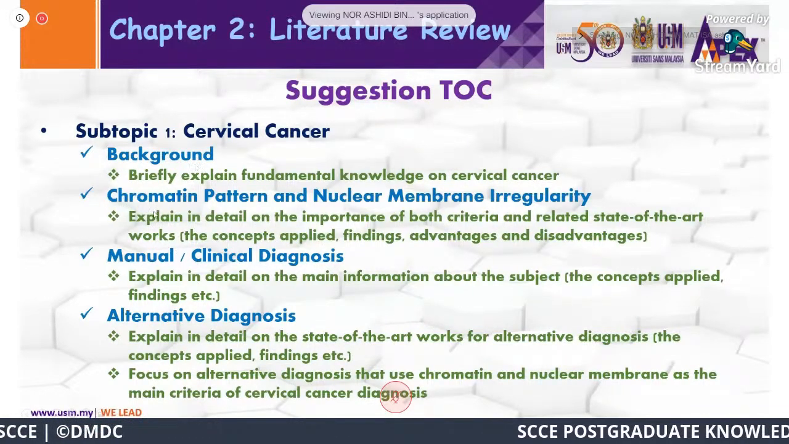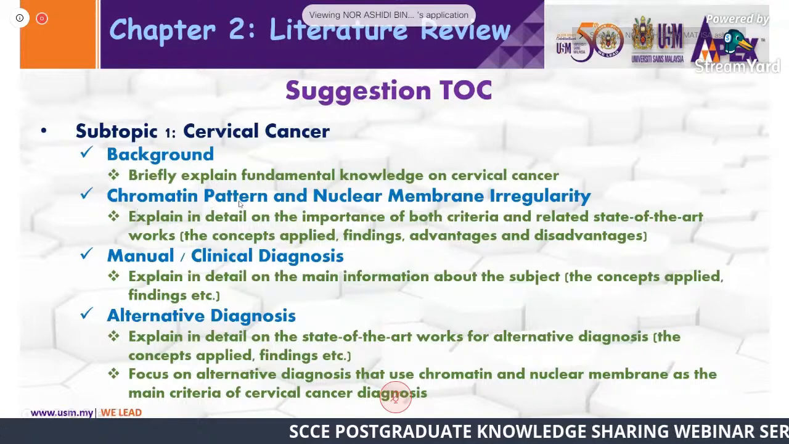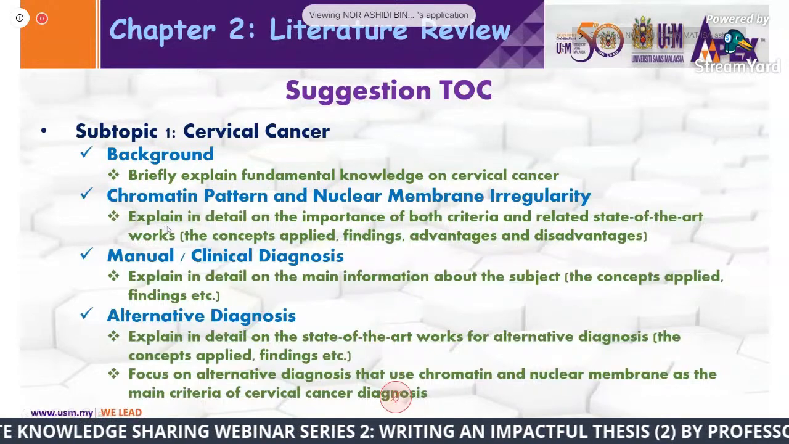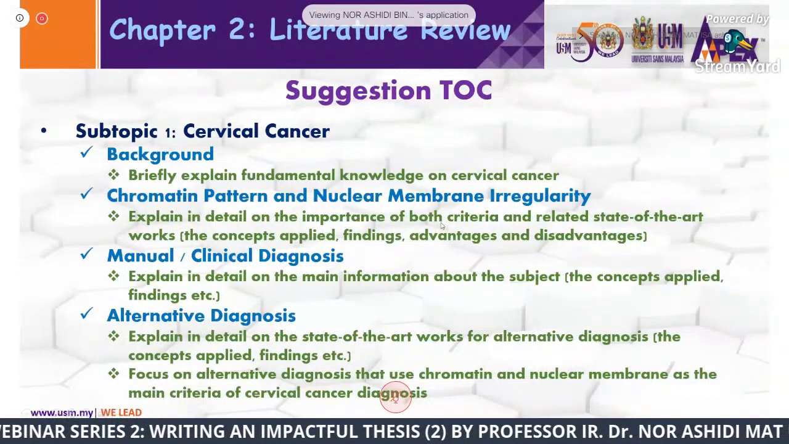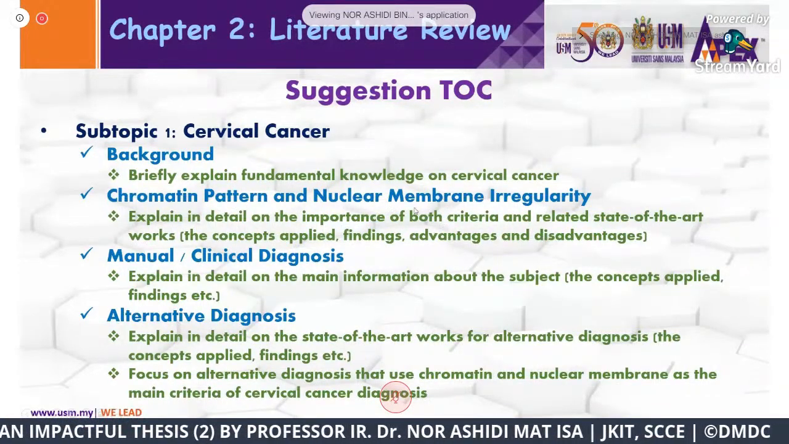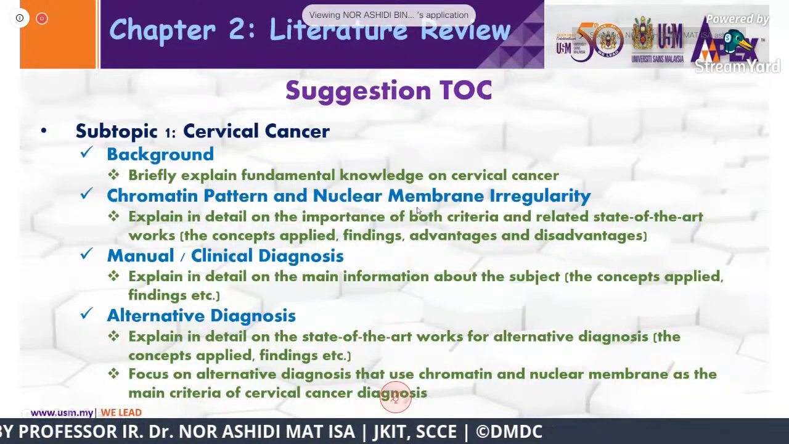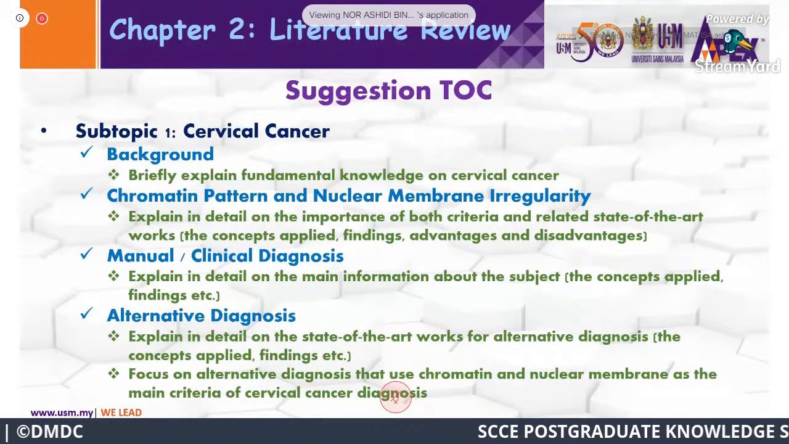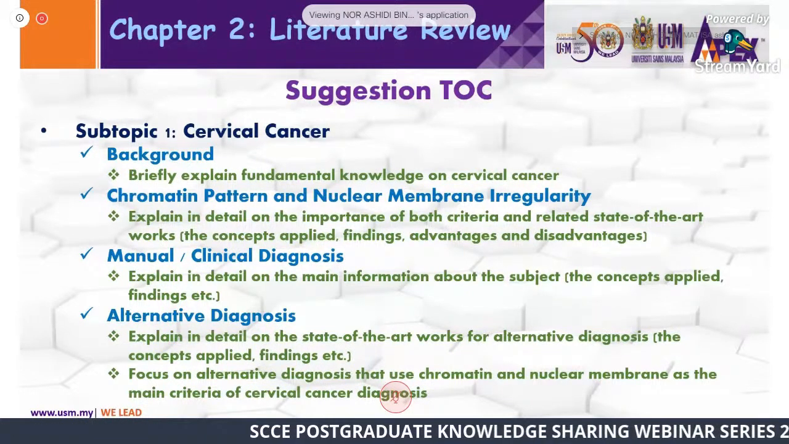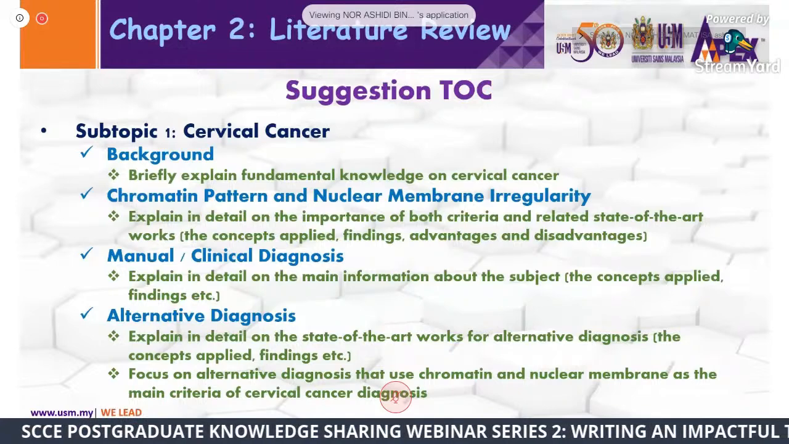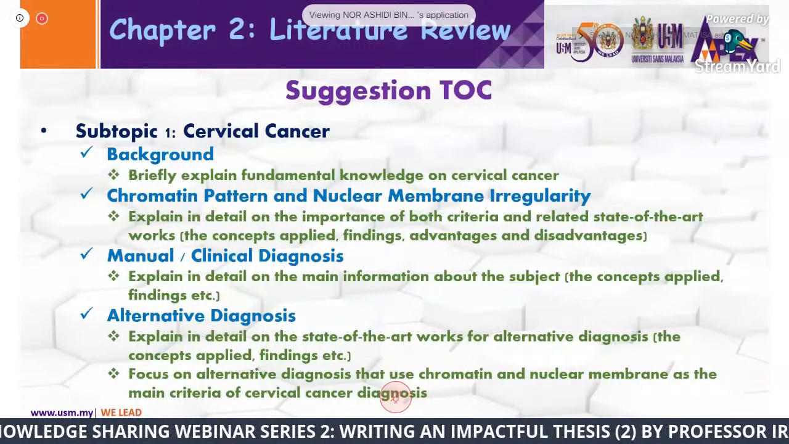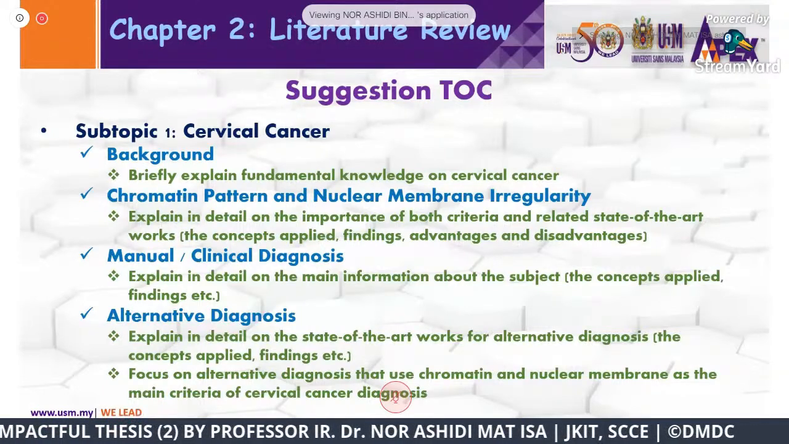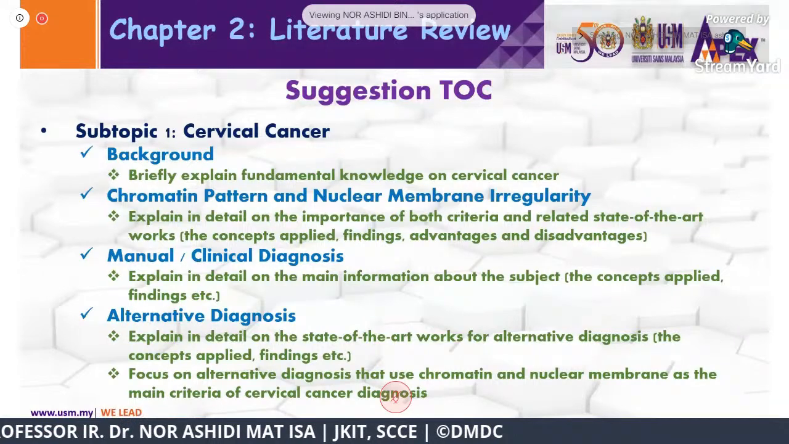Now you want to focus on the chromatic pattern and nuclear membrane irregularity. So your review must explain in detail the importance of both criteria. Why are both criteria important? Because you want to focus on these two criteria. So you must make sure that you clearly highlight the importance of the chromatin pattern and also the nuclear membrane irregularity features. If not, people or the examiner will not appreciate your work.